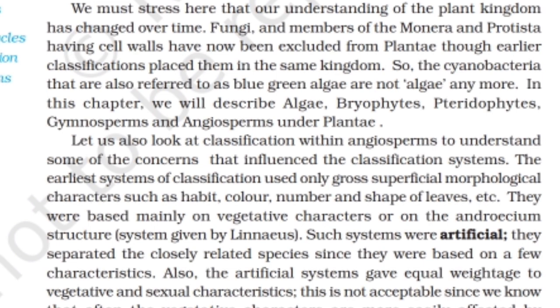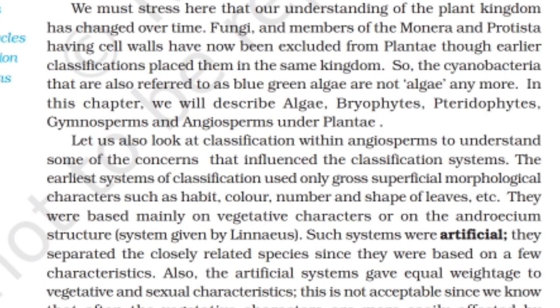Let us also look at classification within angiosperms to understand some of the concerns that influenced the classification systems. The earliest systems of classification used only gross superficial morphological characters such as habit, color, number, and shape of leaves, etc. They were based mainly on vegetative characters or on the androecium structures (system given by Linnaeus). Such systems were artificial. They separated closely related species since they were based on a few characteristics. Also, the artificial systems gave equal weightage to vegetative and sexual characteristics.